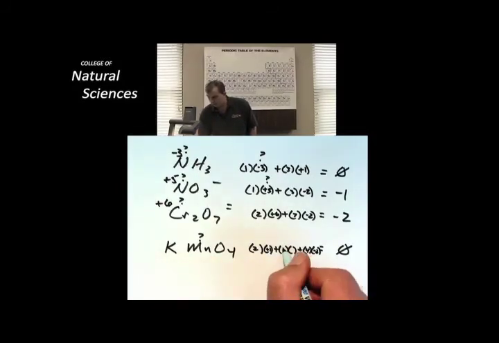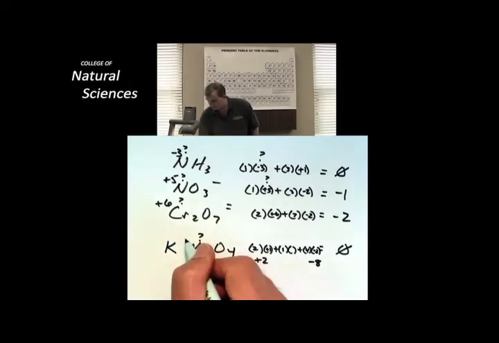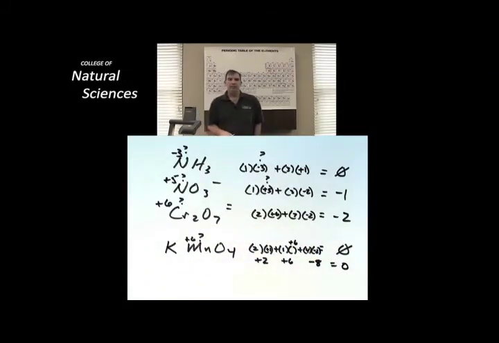So at this point, I've got plus 1 overall here. I've got minus 8 overall there. What are the numbers that I have to add up here to get the end result that I have? And the answer is, plus 7. Because plus 1 plus plus 7 plus minus 8 is in fact equal to 0. So the manganese has a plus 7 oxidation number.